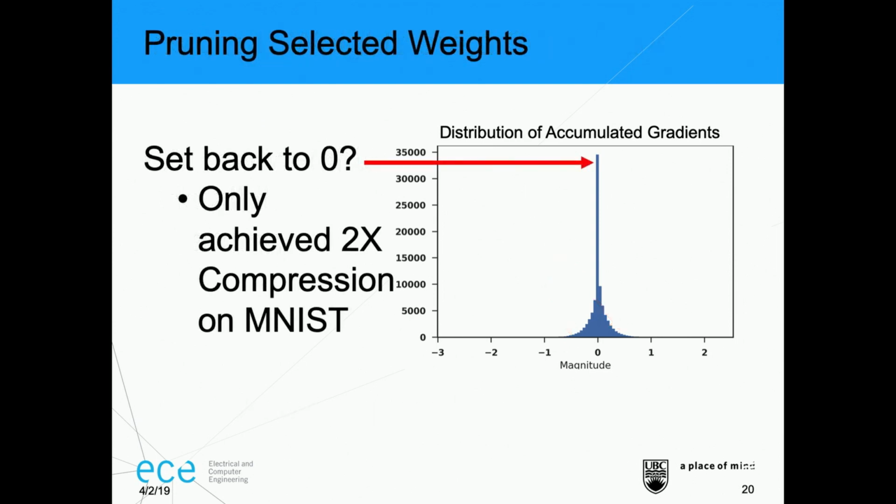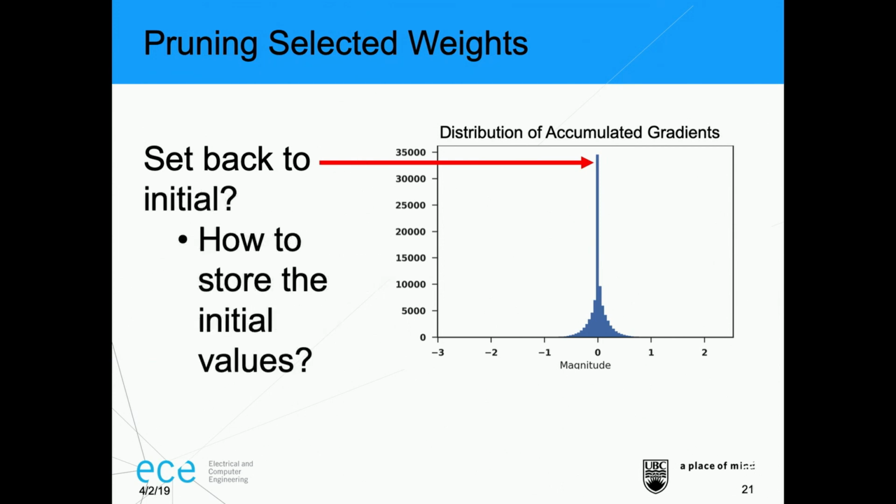So what do we do once we've selected those weights? What if we set them back to 0? Because that'd be really nice. We get some computational sparsity with our memory sparsity. Well, unfortunately, this doesn't work either, for pretty much the same reason as before. If you do that from the first iteration, it's really hard to learn anything. You can only really go down to about 2x weight reduction on MNIST.